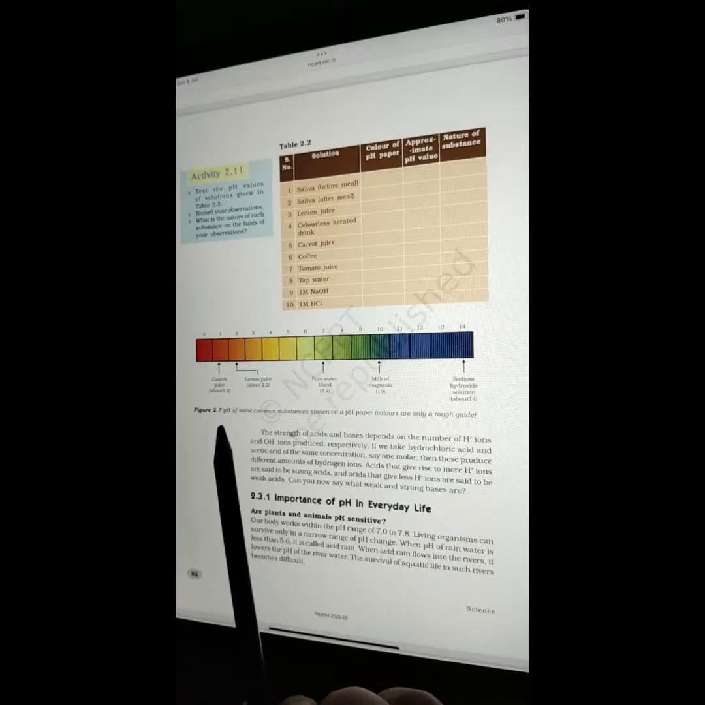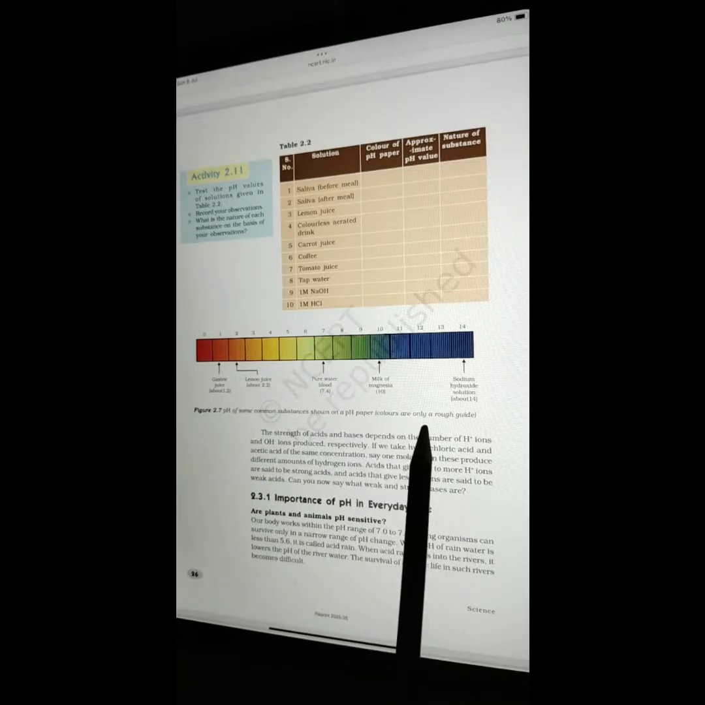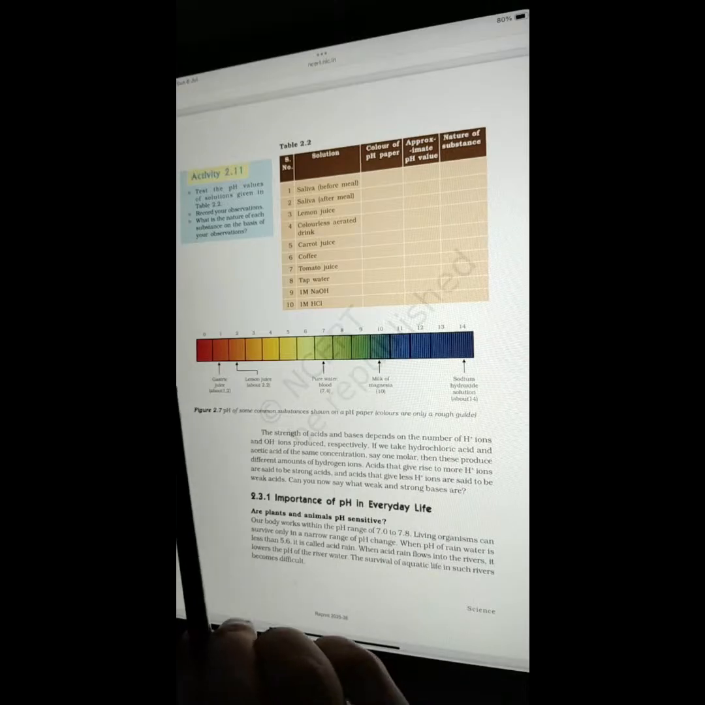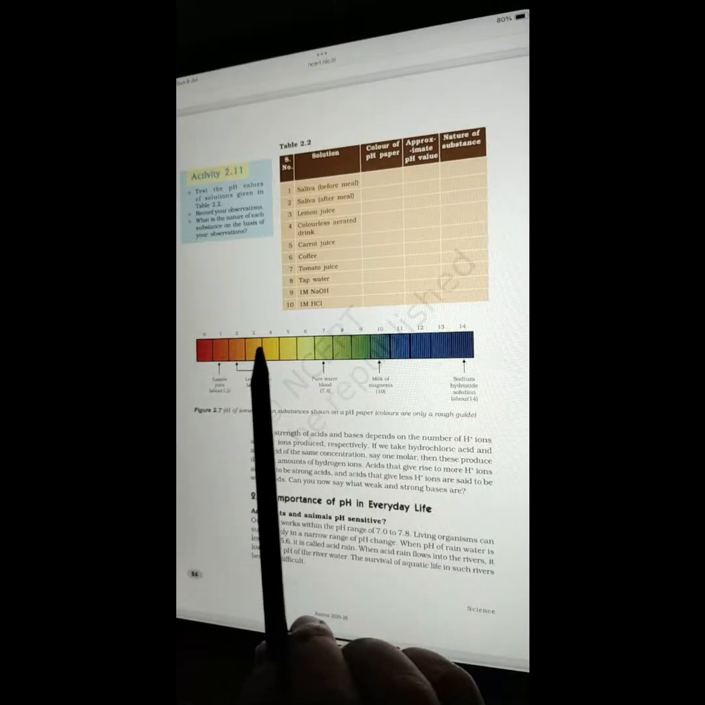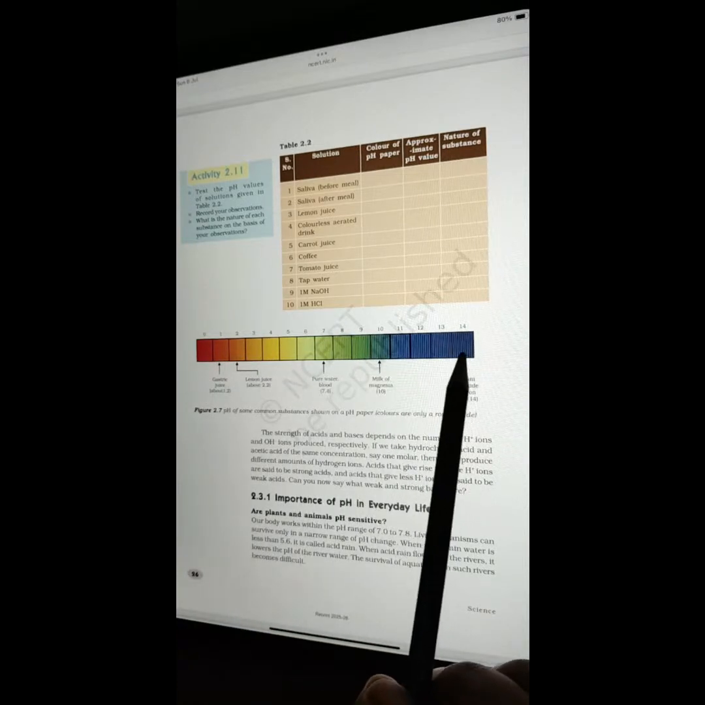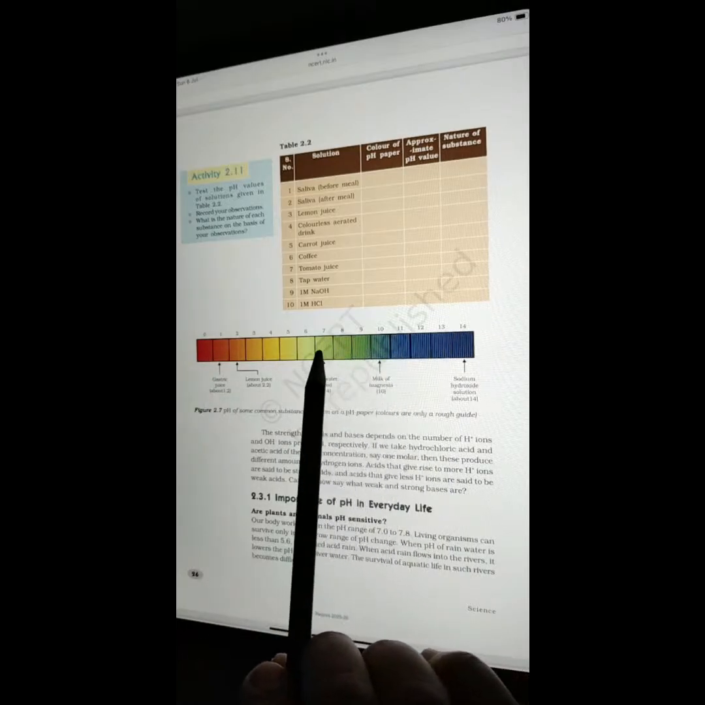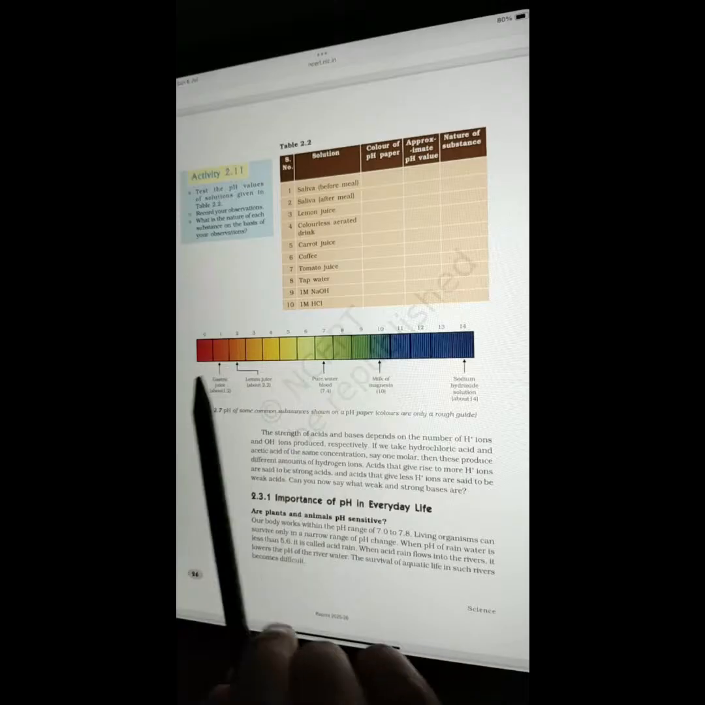In figure 2.7, pH of some common substances is shown on a pH paper; the colors are only a rough guide. So moving from 0, this is the color, and see how the color shows variations. So this is VIBGYOR from higher pH to lower: violet, indigo, blue, green, yellow, orange, red. So this is the color scheme.